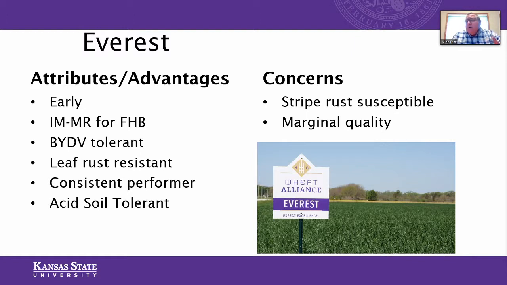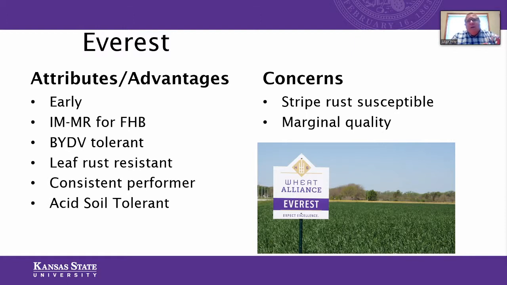The things that we usually are concerned about with Everest, the main one would be stripe rust. So stripe rust is going to be a concern, and you would need to protect it from stripe rust in order to not lose significant yield potential on it. And the quality on it is marginal. So we've taken our fair shots on the quality side of it.